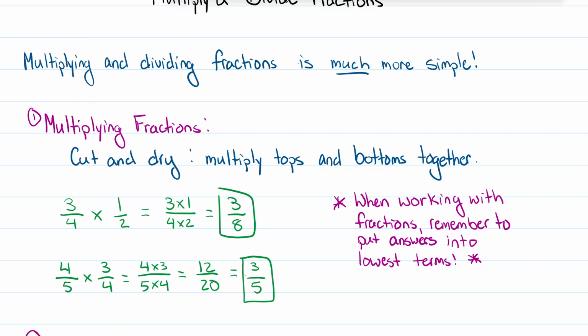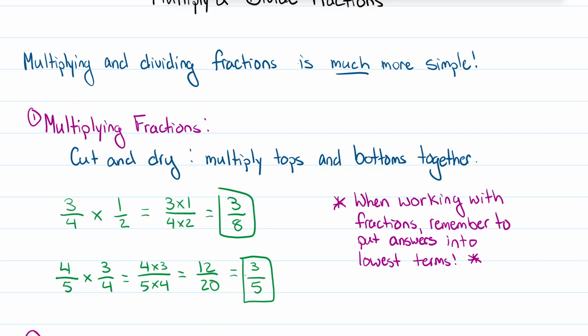You multiply the numerators together, you multiply the denominators together, or in what I wrote, tops and bottoms. So when we look at 3/4 times a half, you're going to take 3 and multiply it by 1. You're going to take 4 and multiply it by 2, just like we did right here. 3 times 1 over 4 times 2 will give you 3/8. That's all you have to do.